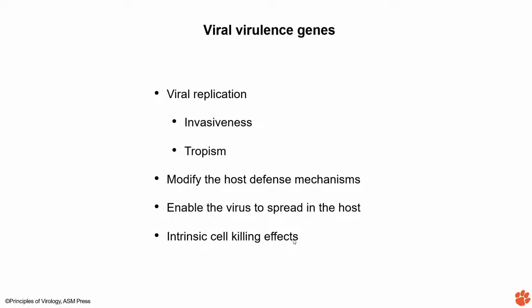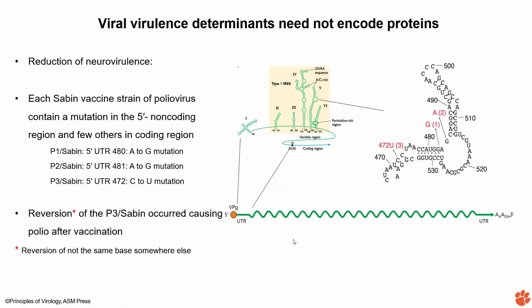So let's take a look at a couple of examples of virulence genes. First of all, viral virulence determinants need not encode proteins. This is the most important part: sometimes the virulence is associated with the untranslated part of the genome, and this is true for the poliovirus. What we are looking at, shown in that inset, is the 5' untranslated region of the poliovirus genome RNA. So that's what you are looking at.